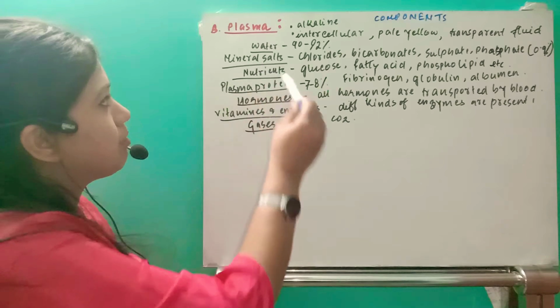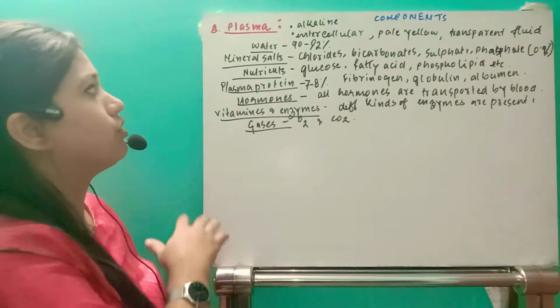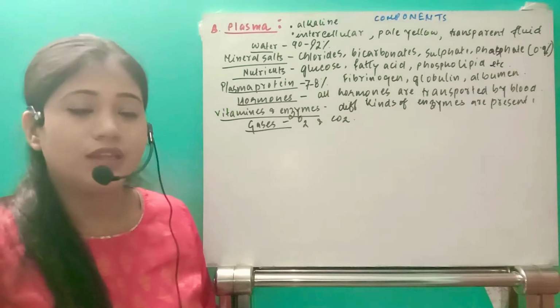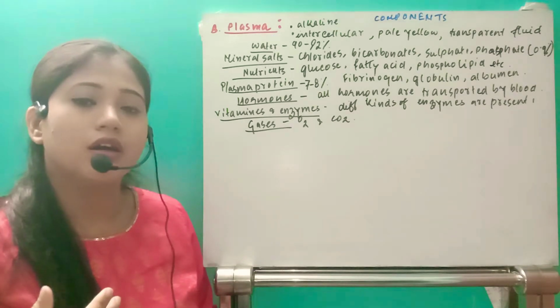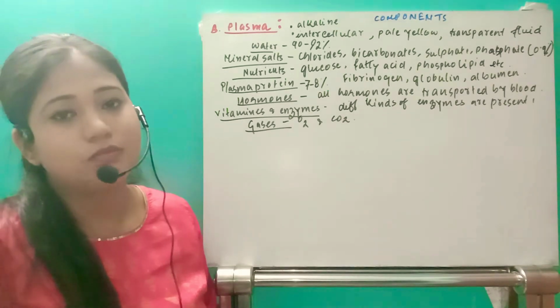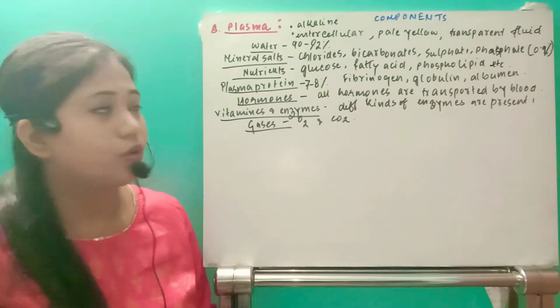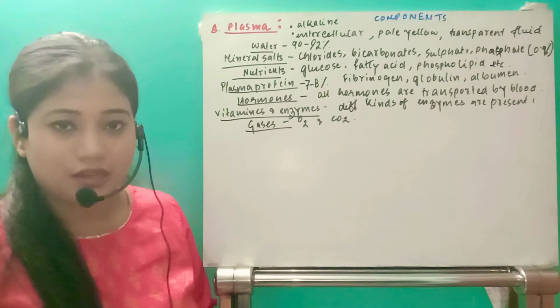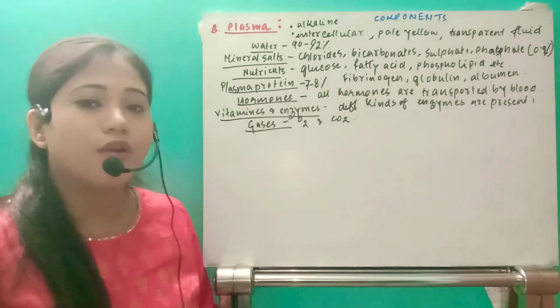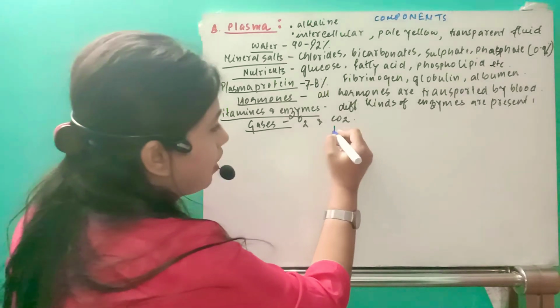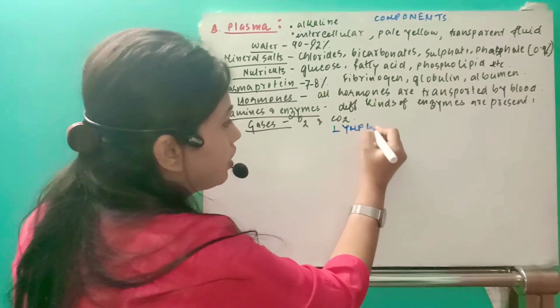Next, this was about the characteristics and components of the plasma, that is, about the blood itself. I have told you about the liquid component, that is plasma, and the formed components, that are RBC, WBC and platelets. Under that, we will now see the next type of fluid connective tissue, that is lymph. So let's move to the lymph.